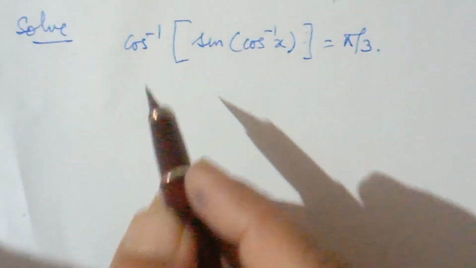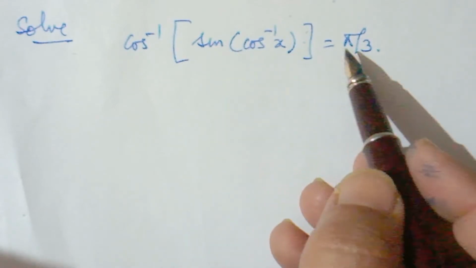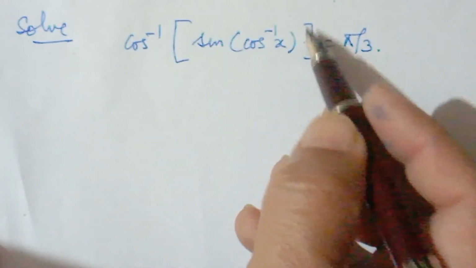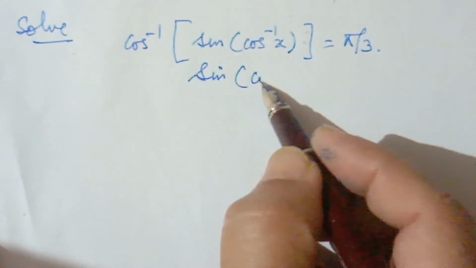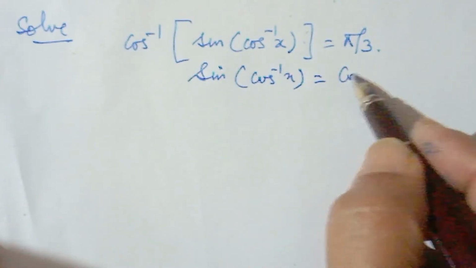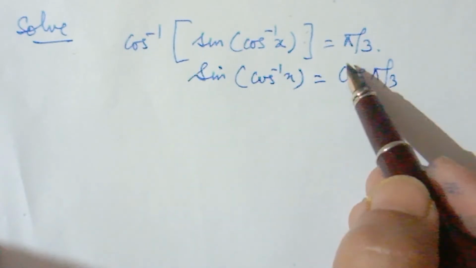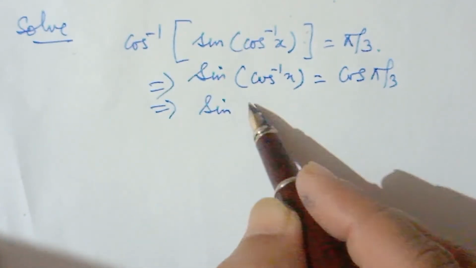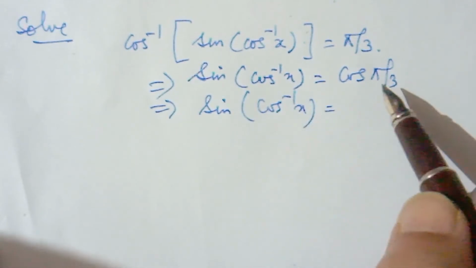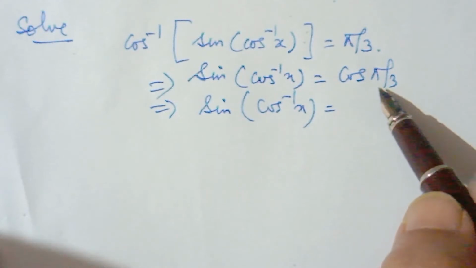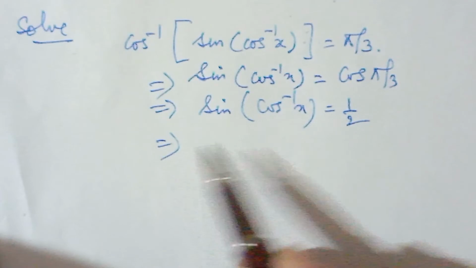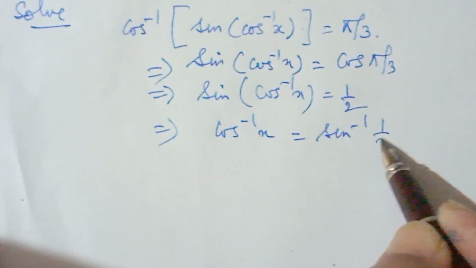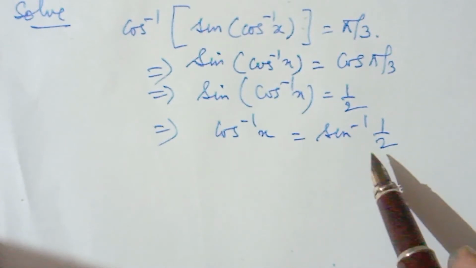The next question is cos inverse sine of cos inverse x is equal to pi by 3. So this you have to solve, that means you have to find the value of x. Now this is cos inverse of the whole expression, so we can write cos of cos inverse of sine of cos inverse x is equal to cos pi by 3. So this cos inverse will go to that side, so it will be cos pi by 3. Then sine cos inverse x equals, so this is cos 60 degree, so it will be half. Then cos inverse x equals sine inverse half.